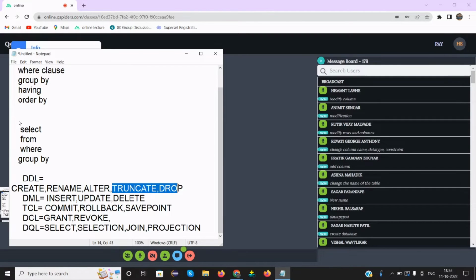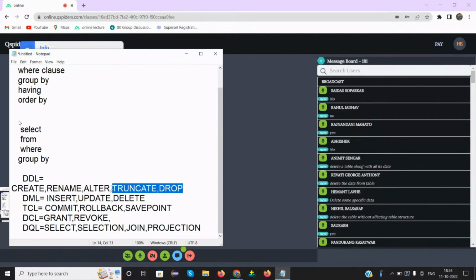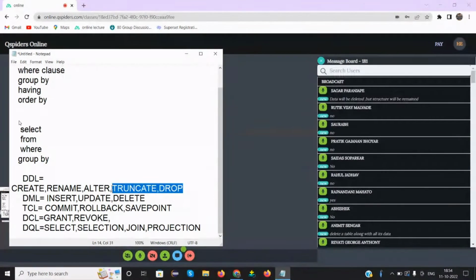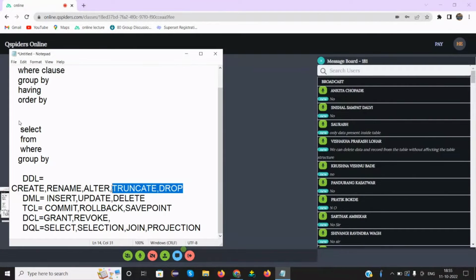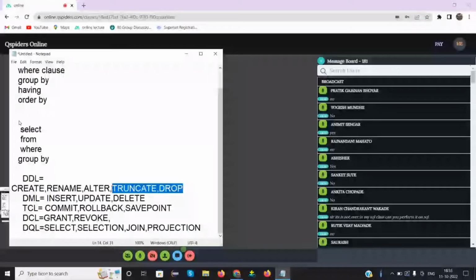Okay, so everyone knows about the truncate and drop, correct? The truncate is used for... tell me in yes or no, I'm asking one question over here. With the help of truncate, can I delete all the table structure along with records, yes or no? Correct. Can truncated data be recovered? Abhishek, yes, check it. We cannot recover the truncated data.